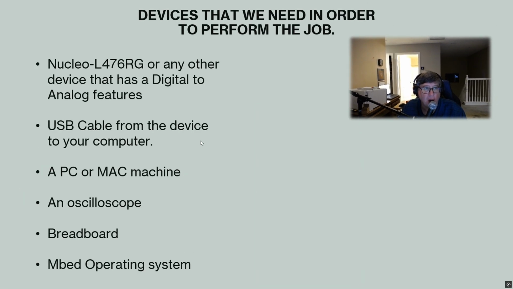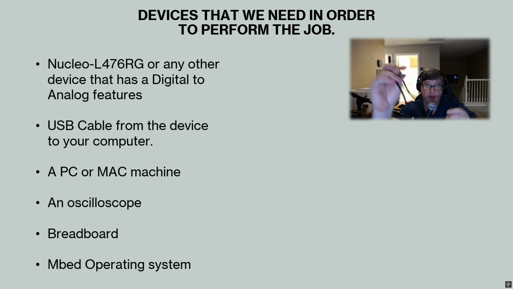Now, the devices we need to perform the job. I have the Nucleo L476RG or any other device that has digital-to-analog features. If you want to use Arduino, as long as it has the DAC in there, go for it. We also need a USB cable that connects to your computer. I'm going to show it to you. See that? That's what mine is. I don't know what yours is, but it's going to connect to your computer, a PC or Mac machine, an oscilloscope, and a breadboard. That's optional, but it helps a little bit.